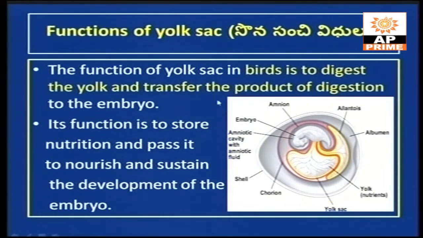The main function of the yolk sac is this: birds have a higher amount of yolk, but they are unable to digest these yolk substances and give the food material to the embryo. The yolk sac digests the yolk material, transfers the food material towards the developing embryo, and stores the nutritive material.